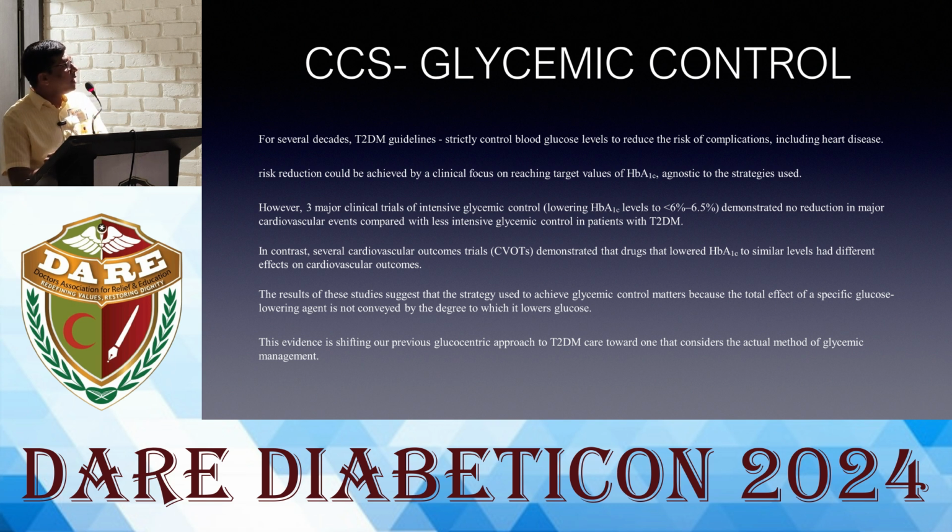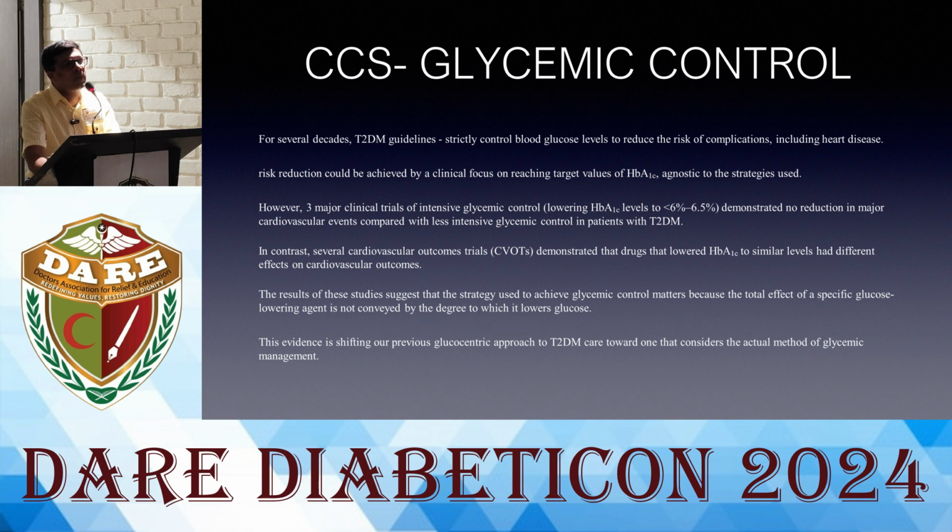For several decades, diabetic guidelines have gone for strict blood glucose control, with a target HbA1c of 6 to 6.5. But three major clinical trials have shown that even though strict HbA1c control was helping in taking care of the microvascular complications, it did not show any reduction in major cardiovascular events compared with less intensive glycemic control in patients with type 2 diabetes mellitus.